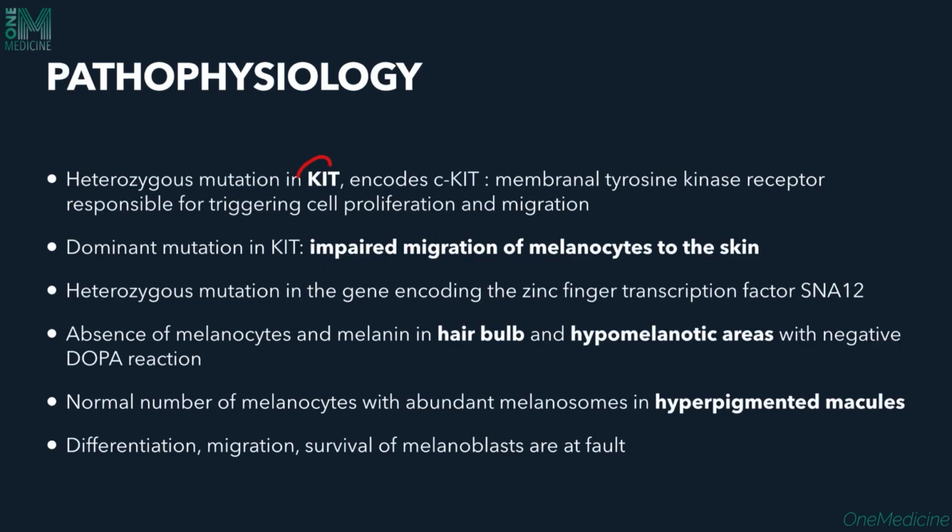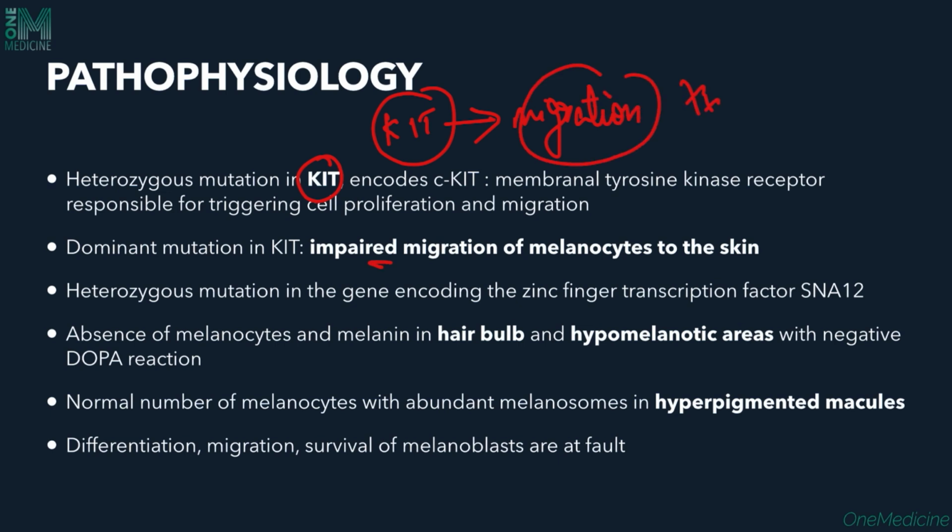There's a mutation in the KIT gene. The KIT gene is mutated in piebaldism. This mutation leads to impaired migration: migration of melanocytes from the neural crest to the epidermis would be affected here. Migration does not take place. A heterozygous mutation in a zinc finger transcription factor has also been associated. So these two mutations are basically involved in piebaldism.